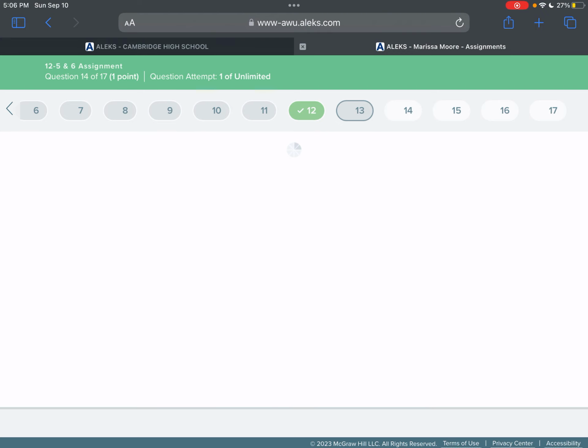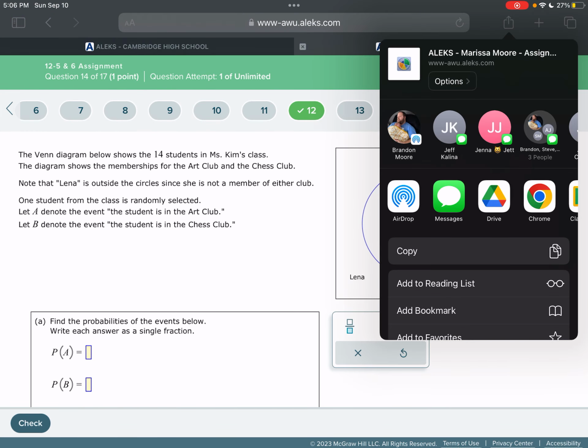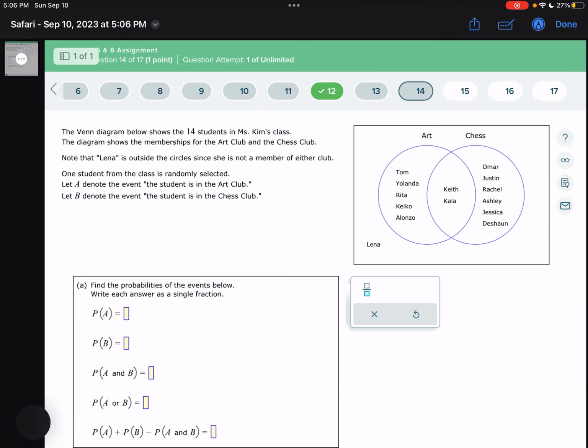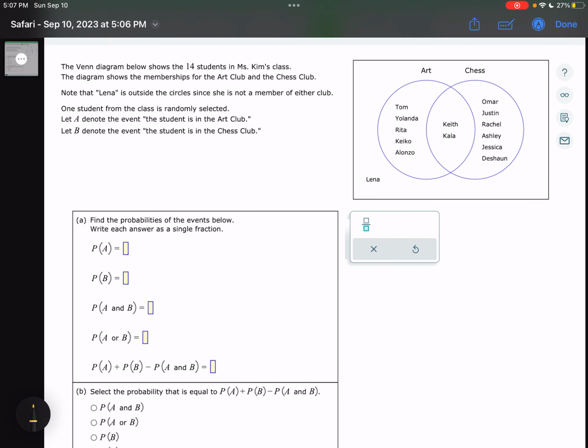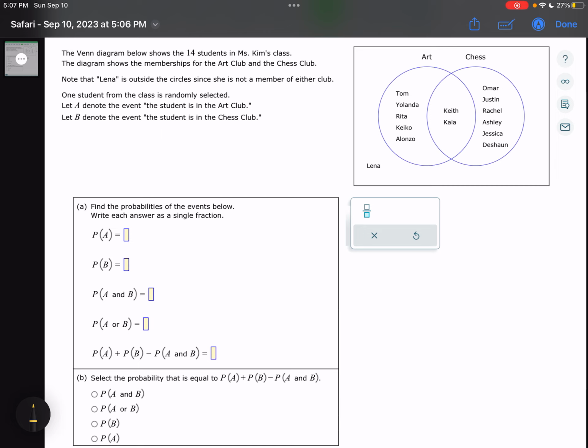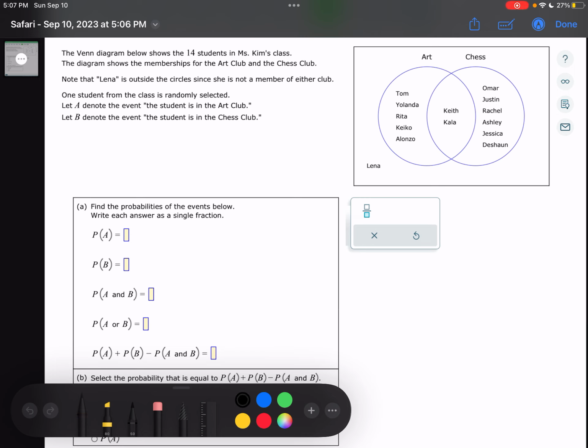14. Okay, so this one is another one very similar to our last one that we talked about with some Venn diagrams. So finding probability still, and I'm going to change my pen to black here.